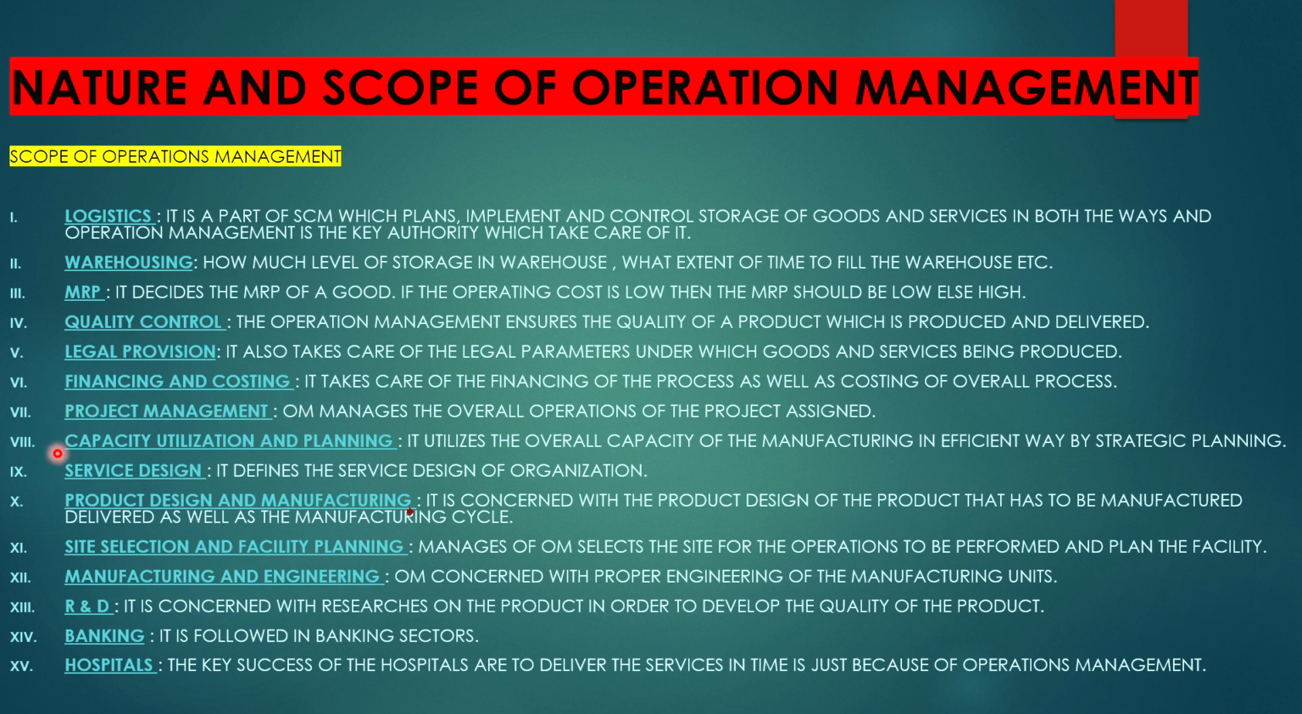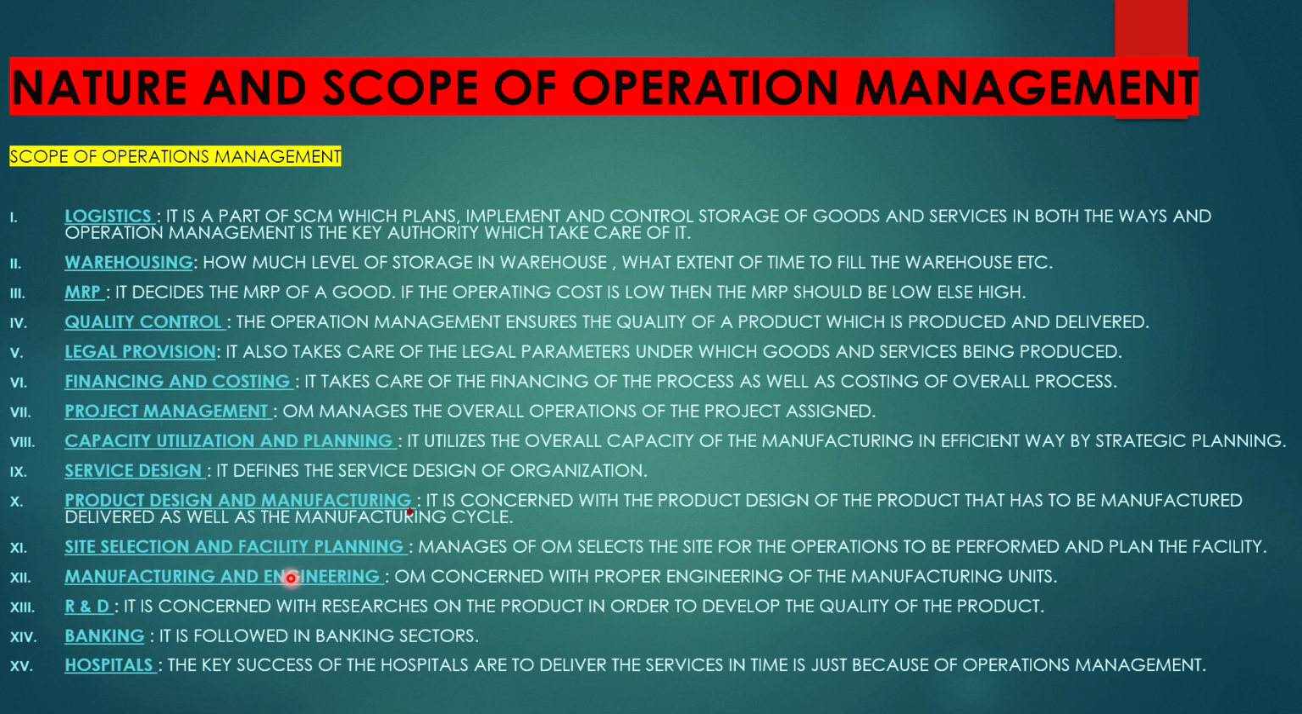Project management, because operation management takes care of the entire operations of the project which is assigned within the organization. Capacity utilization planning: it utilizes the overall capacity of manufacturing in an efficient way. Then service design: for the product which has to be manufactured and delivered, what the service design should be is defined by operation management. Product design and manufacturing: what the product design has to be and how it has to be manufactured, the entire phenomenon is taken care of by operation management itself.